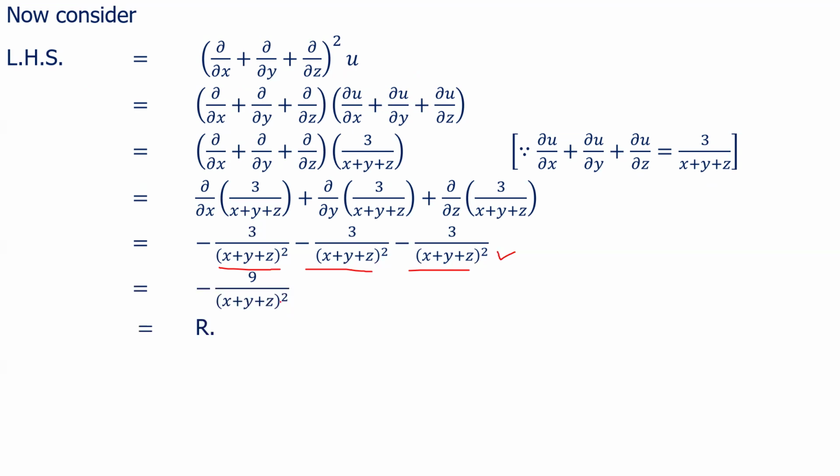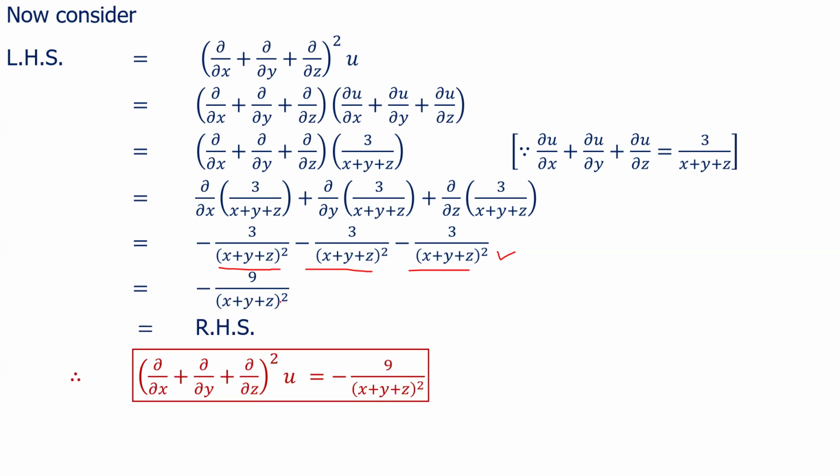And this is our right hand side. Hence del x plus del y plus del z whole square of u is equal to minus 9 upon x plus y plus z whole square. This is the desired result.